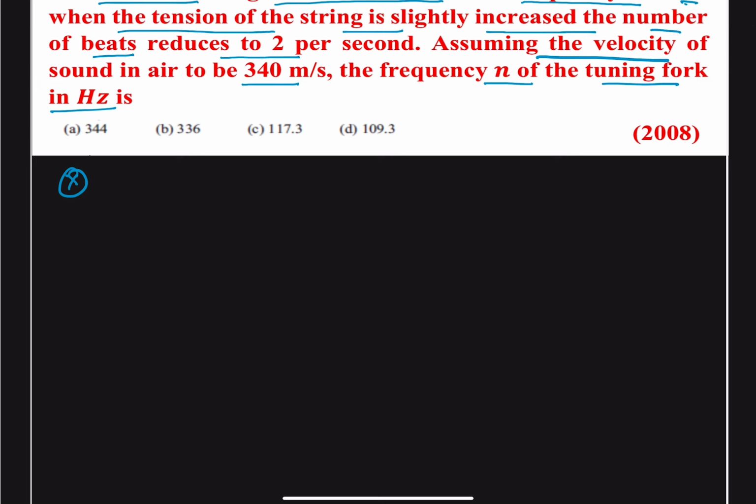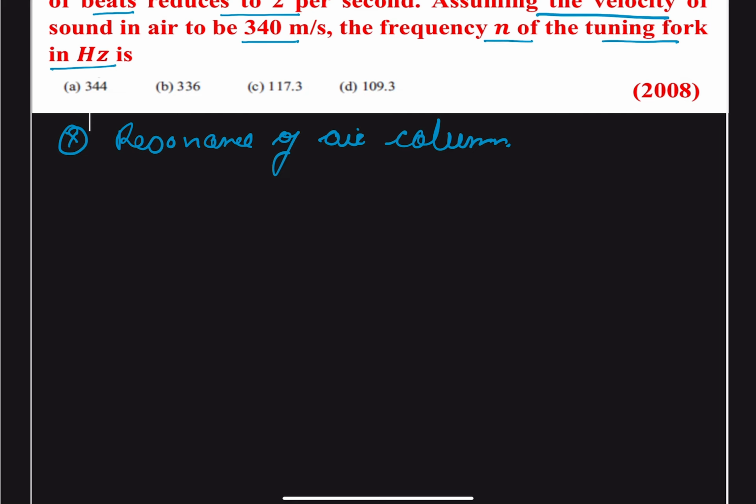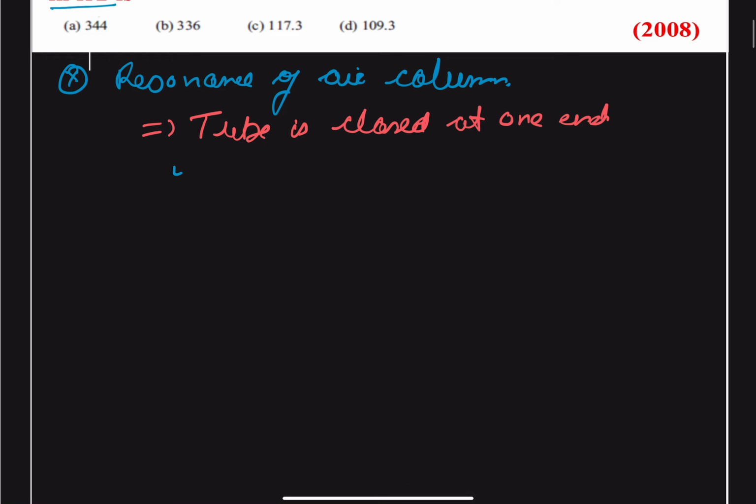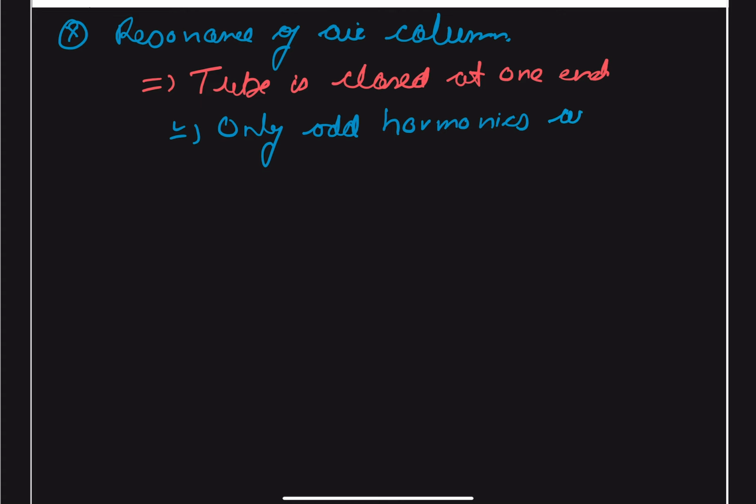The resonance of an air column: it is given that the tube is closed at one end, therefore only odd harmonics are allowed.